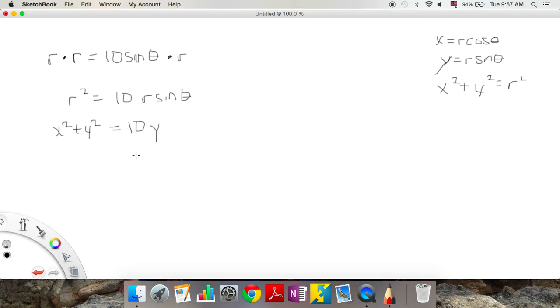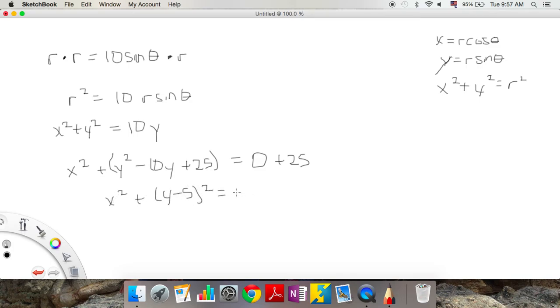So we just need to find some things out. We need to figure out where the center is and where the radius is. So we put this like this. Remember how we did this. Now we complete the square. Whatever you do to one side, you've got to do to the other, so you're not changing anything. So we have x squared plus y minus 5 squared equals 25.